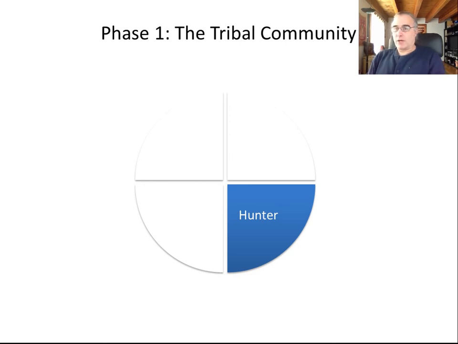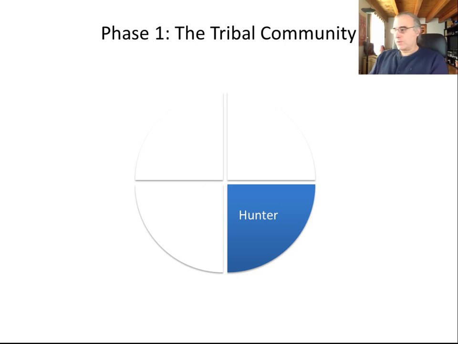And who do we have in a tribal community? Well, a tribal community, at its essence, is a bunch of hunters. You have to hunt for food. You can't put that off on someone else. That's the work that has to be done, hunting and gathering. And so in our circle here, you can see there are 4 quadrants. 3 have been whited out, and I'm showing the one in the bottom right-hand corner. And this is the group called the hunters.